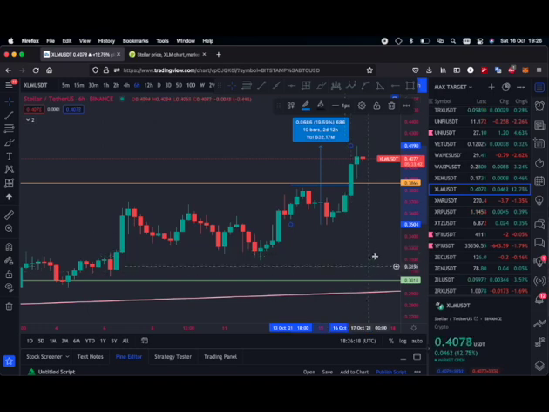So now for Stellar, I'm giving you examples of BNB, Ethereum, and Stellar. Now what I want to explain before we move to the next and last topic is how to exit the trade, right?